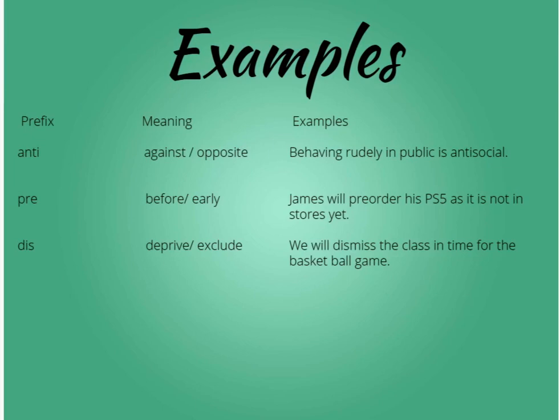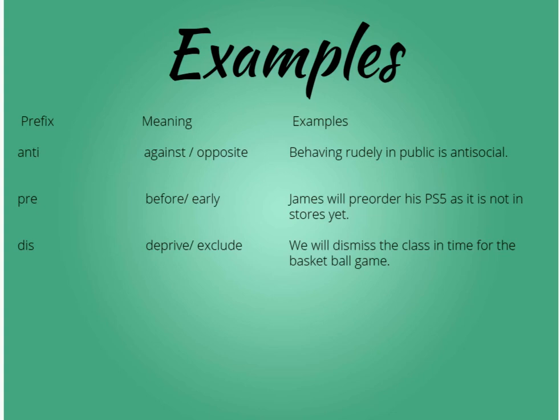Here are some examples of prefixes. Today, our focus will be on these three: anti, against, or opposite. An example of this would be someone who's behaving rudely in public would be known as a person who is antisocial.